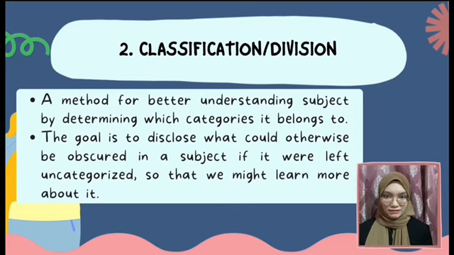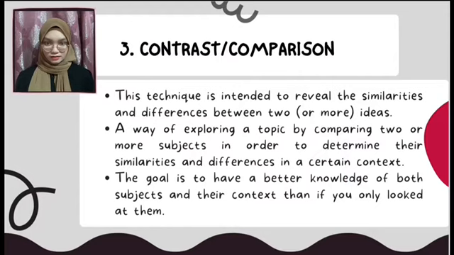Next is classification and division. This is a method for better understanding a subject by determining which categories it belongs to. The goal is to disclose what could otherwise be obscured in a subject if it were left uncategorized, so that we might learn more about it.